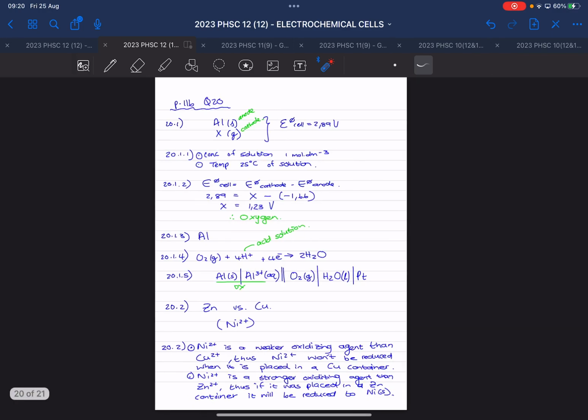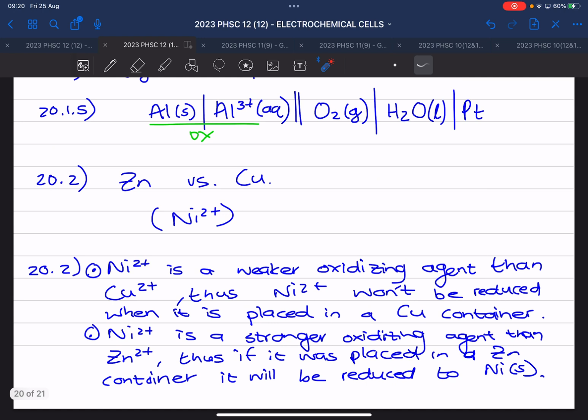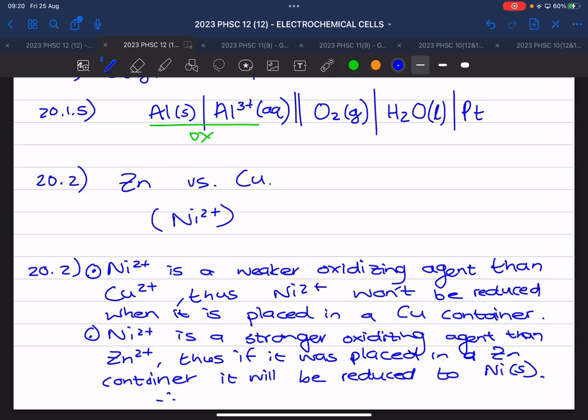Let's just answer the question. What was the question they asked? Which container will be more suitable? So we must say, thus copper more suitable.